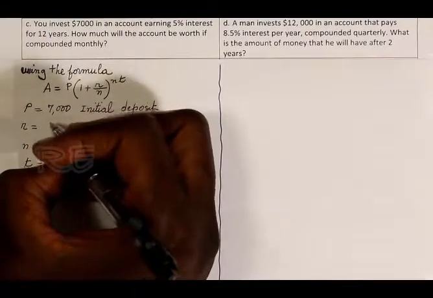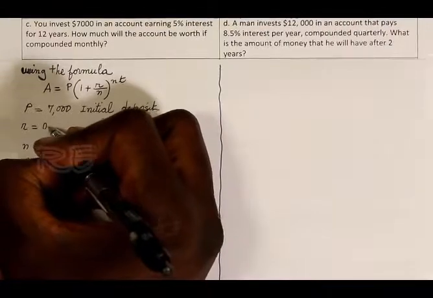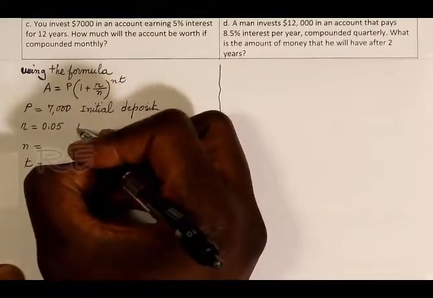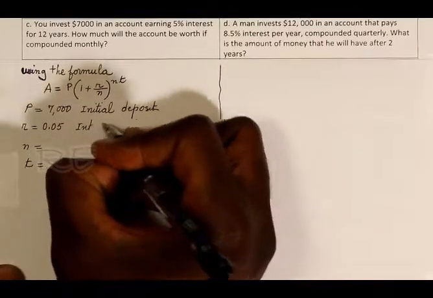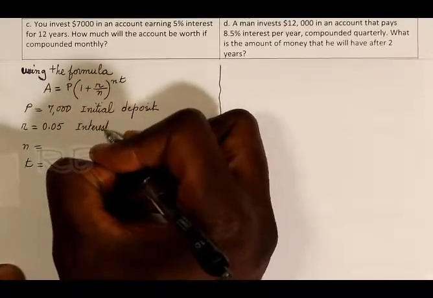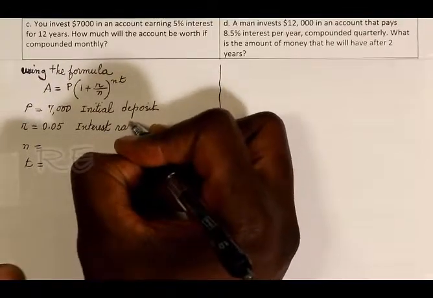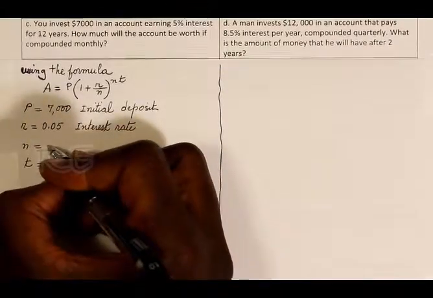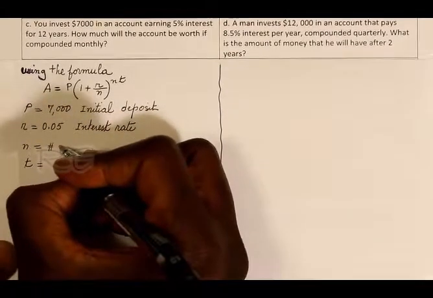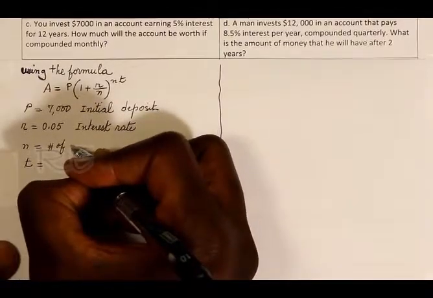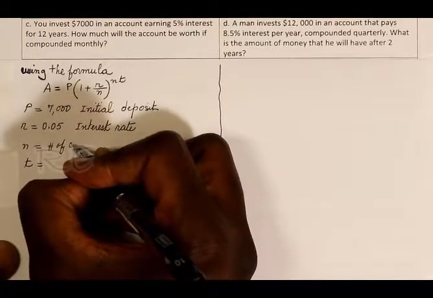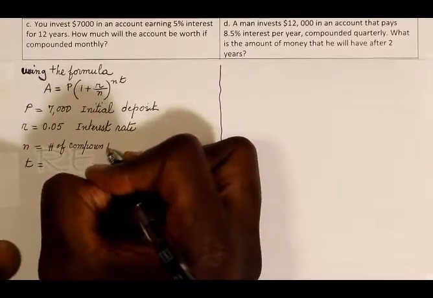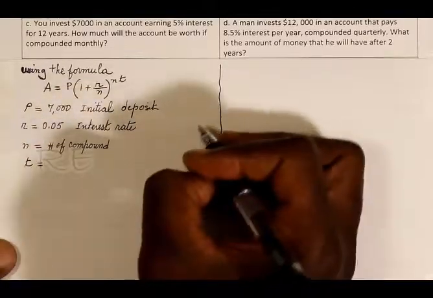variables. P is the initial deposit, 7,000. R is the annual percentage rate. So we will write it as a decimal, 0.05. N is the number of compounds. Compounded monthly means there are 12 compounds a year. So the number of compounds is 12.